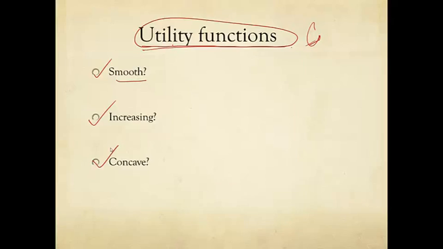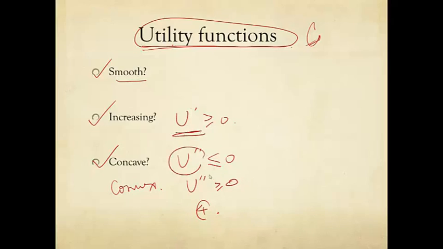And third, is it concave or not? Now, increasing or not is about the first derivative of the utility function, which we say is non-negative. What about concavity or convexity? That's about the second derivative. Concave means that it is smaller than or equal to 0, whereas convex means, as you may recall from lecture 4, that the second derivative is bigger than or equal to 0. Now, of course, this is talking about a single variable. For a multivariable function, the first derivative is a gradient vector, and the second derivative is not a scalar anymore, but the Hessian matrix.